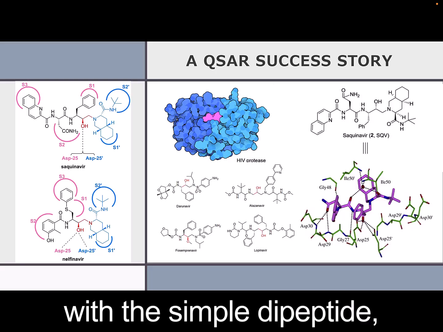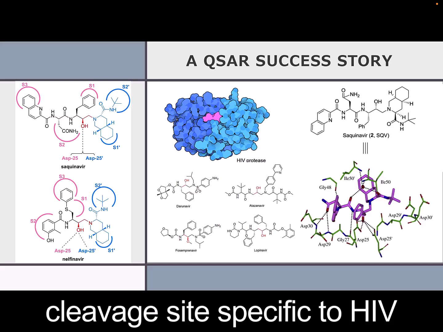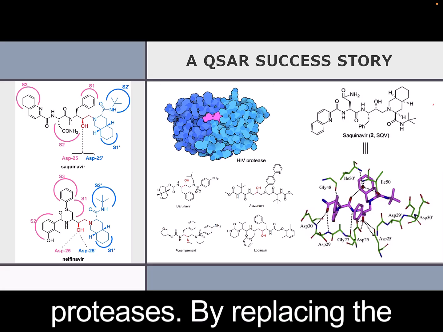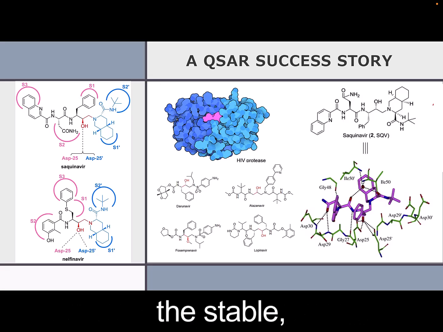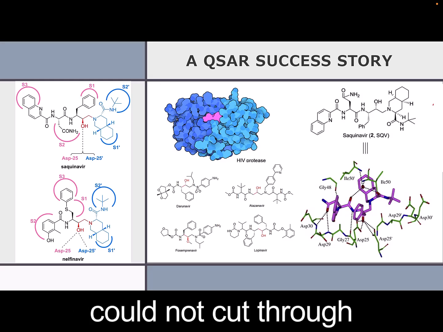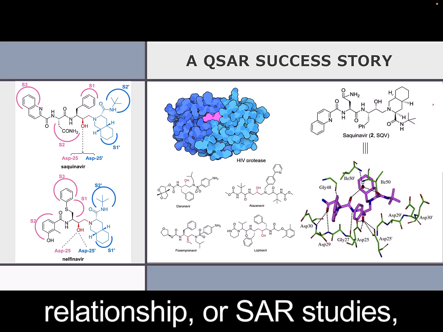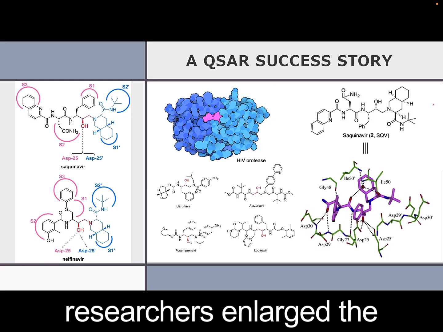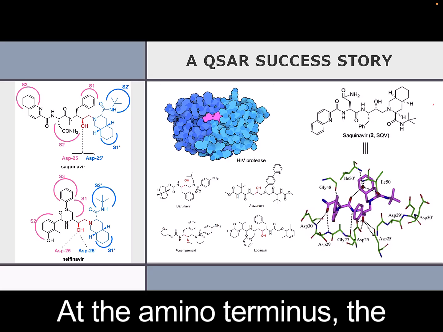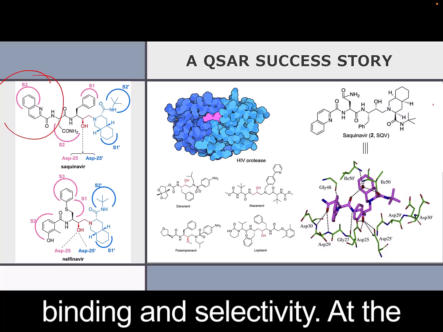Scientists started with a simple dipeptide, phenylalanine and proline, that represent a rare cleavage site specific to HIV proteases, but not human proteases. By replacing the cleavable peptide bond with a stable hydroxyethylamine group, they created a pseudo-dipeptide that the enzyme could not cut. Through iterative structure-activity relationships, or SAR studies, researchers enlarged the molecule to better fit the protease's active site. At the amino terminus, the S3 region, the addition of a quinoline group improved binding and selectivity.